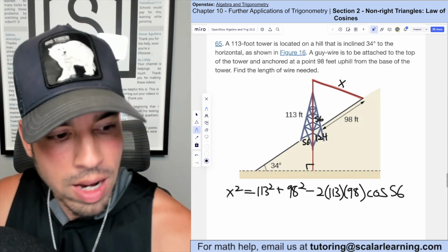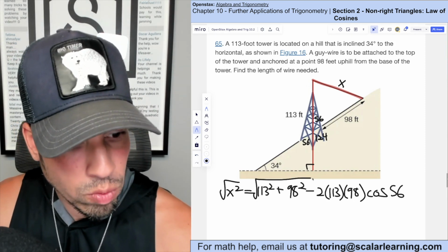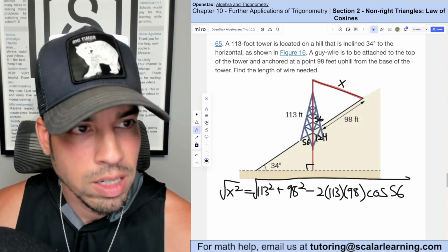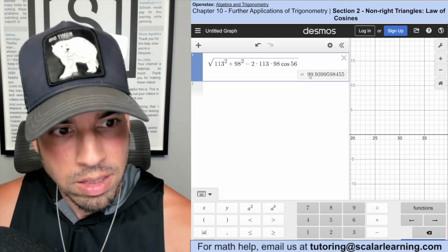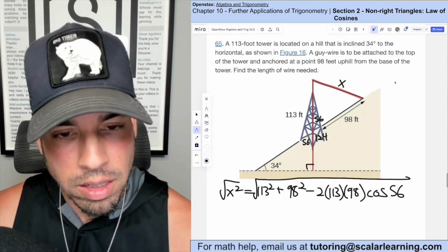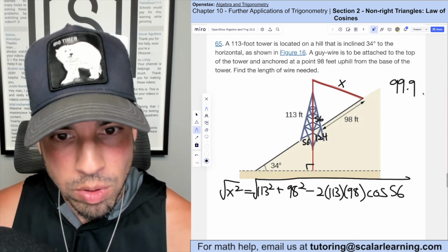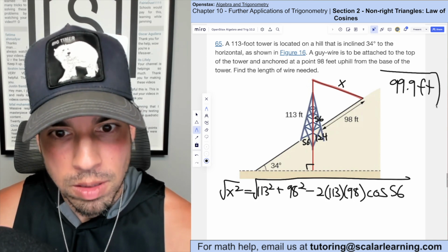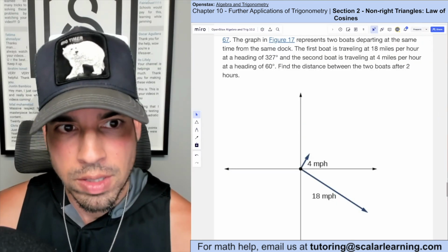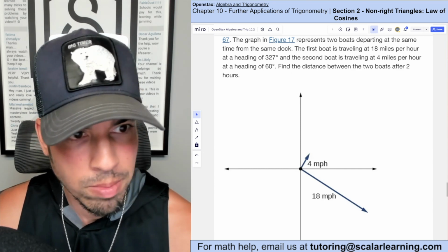Last but not least, we want x, not x squared, so we have to take the square root of both sides, and let's plug it into Desmos. And here, rounded to the nearest tenth is 99.9. So the length of the guy wire is 99.9 feet. Boom, done.